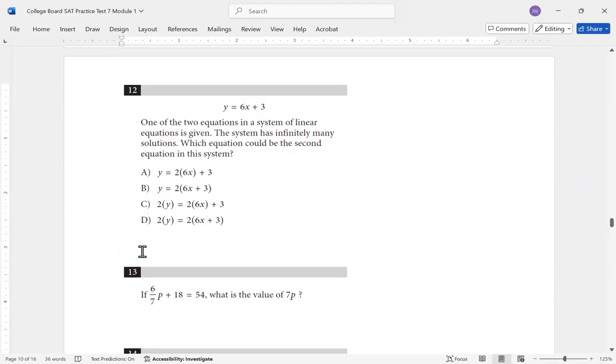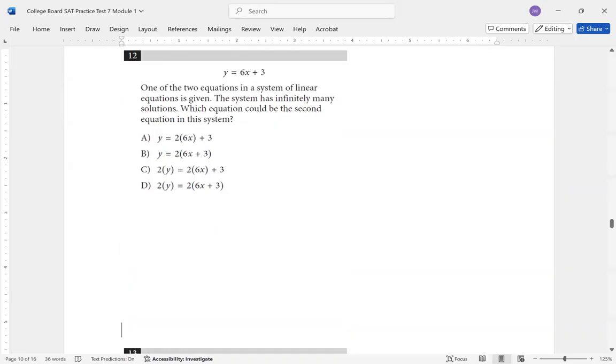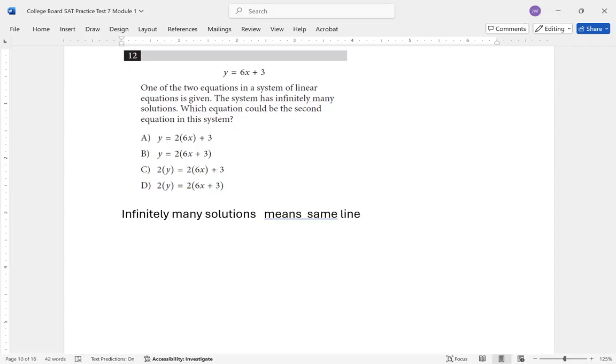Question 12. One of the two equations in a system of linear equations is given. The system has infinitely many solutions. Which equation could be the second equation in this system? So if we have two linear equations, infinitely many solutions means that they are the same line. That's the only way we can get infinitely many solutions if I have two linear equations.